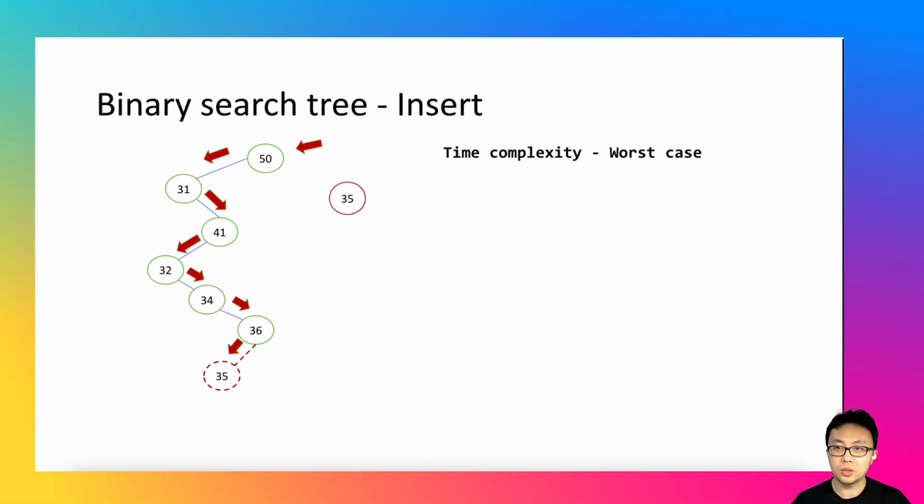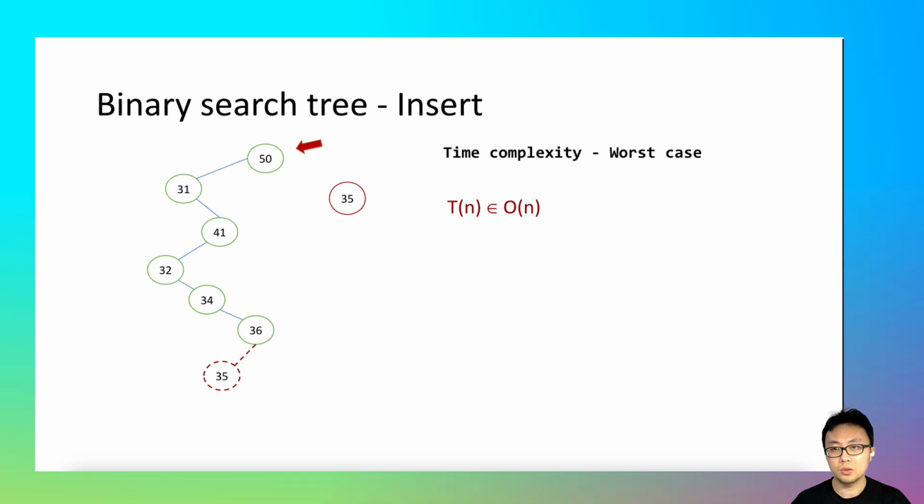If a binary search tree contains n nodes, you need to compare every node value to the target, and each comparison takes constant time. Then, the time complexity will be linear time, expressed as T(n) belongs to big O of n. That's the worst case.